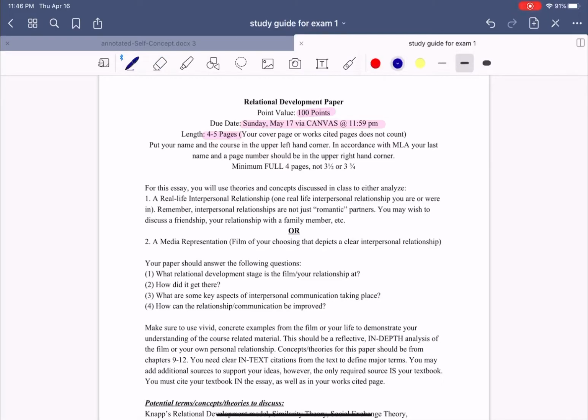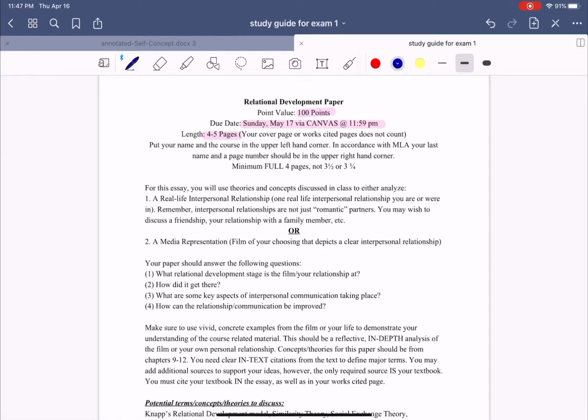If I'm stressed, y'all are stressed. But again, I'm here to help you. I'm trying to make the remainder of the term as flexible as possible. And I think with 4 to 5 pages, you're going to be able to demonstrate your understanding of the course-related material in a meaningful way. And whether you want to be self-reflective and talk about your own relationships that you have or analyze a media representation, that's up to you. But I think that you can do it specifically within 4 to 5 pages.